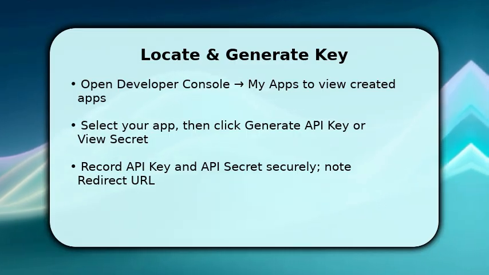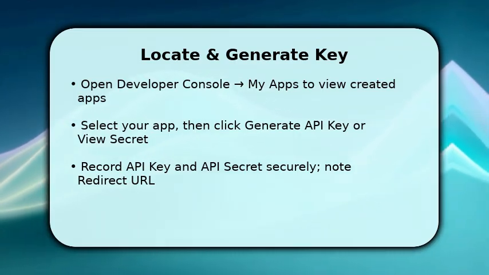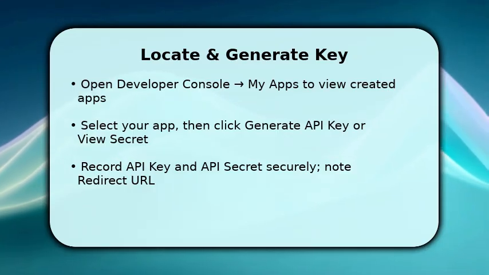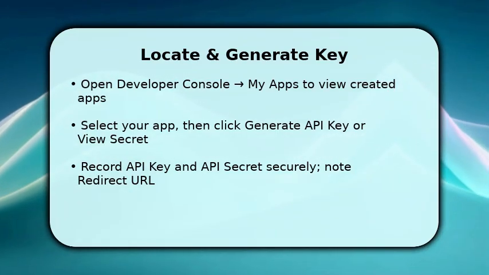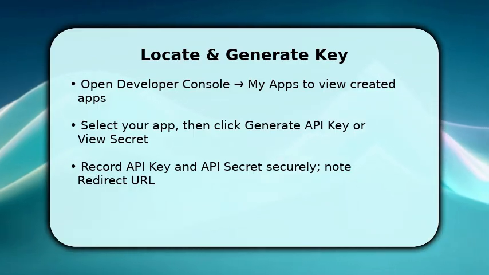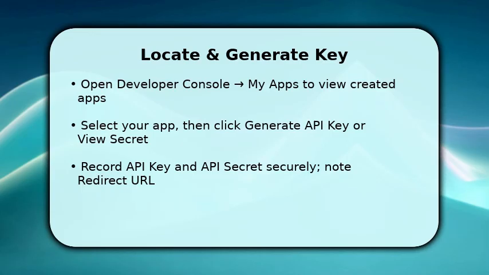If blank, click Generate to produce them. The API secret often shows only once. Copy it immediately and store it in a secure vault or encrypted notes. Also confirm the redirect URL matches your application.